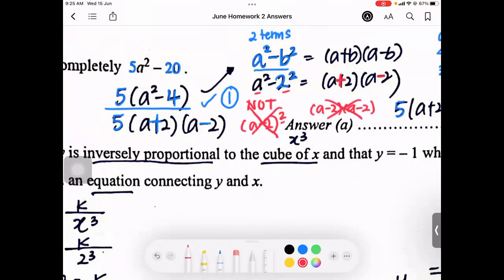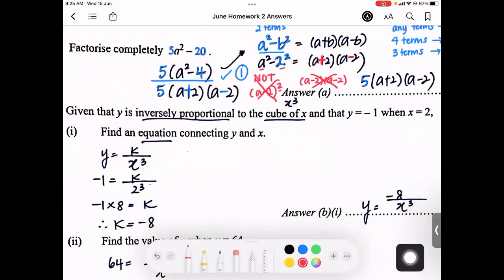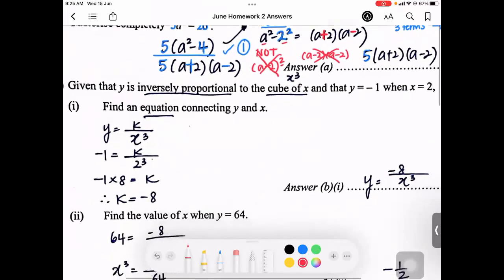Okay, so the final answer, 5, a plus 2, a minus 2, will be a very common question. If exam come out, you must make sure you know how to do.